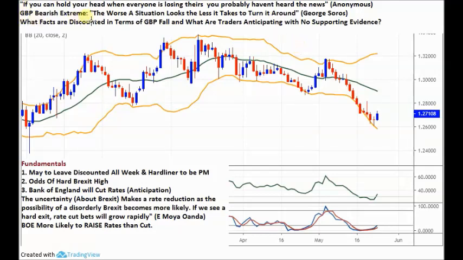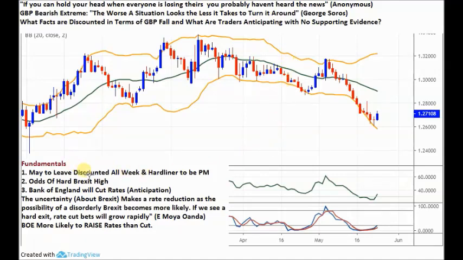Now, GBP is coming off a bearish extreme in my view. Keep this quote in mind: the worse a situation looks, the less it takes to turn it around. That's obviously from George Soros. I like his views on what is discounted by the market and what traders are anticipating with no supporting evidence. Once traders start to do that, then a turning point is close. So let's look at anticipation.